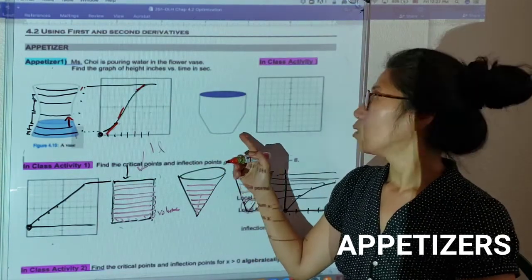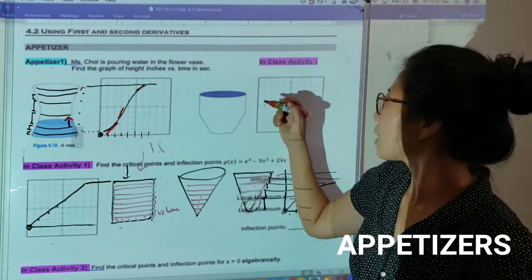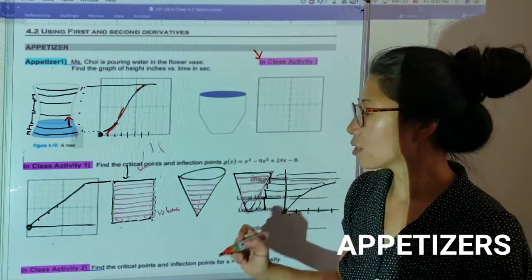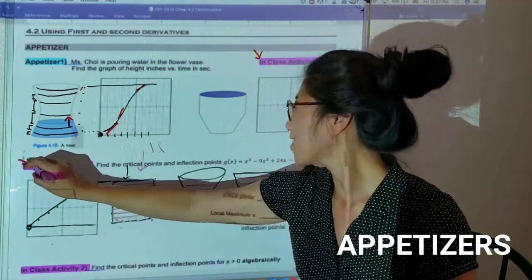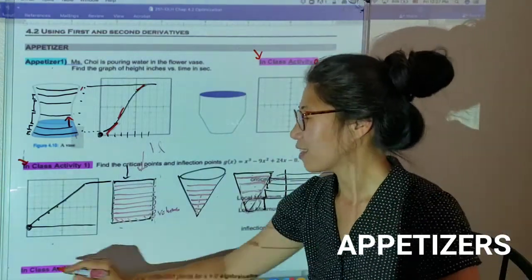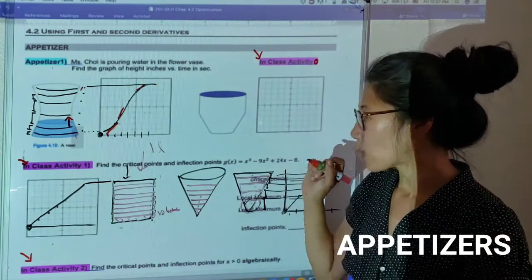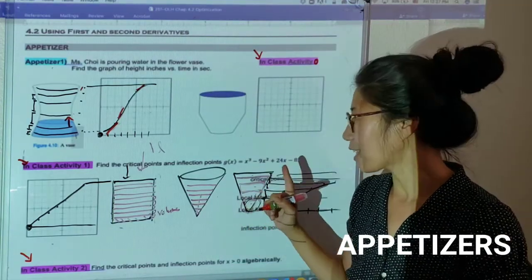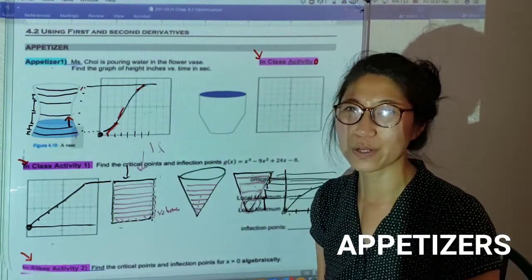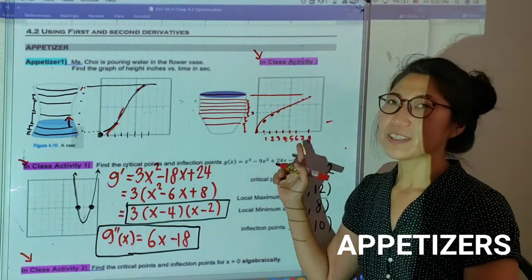Now your turn. I want you to pause the video and try the in-class activities. There's in-class activity 0, and then there's in-class activity 2, which we already saw in 4.1. So I want you to pause it for about 10 minutes and then do 1, 2, 3 and compare with me. Okay class, let's look at in-class activity 0.